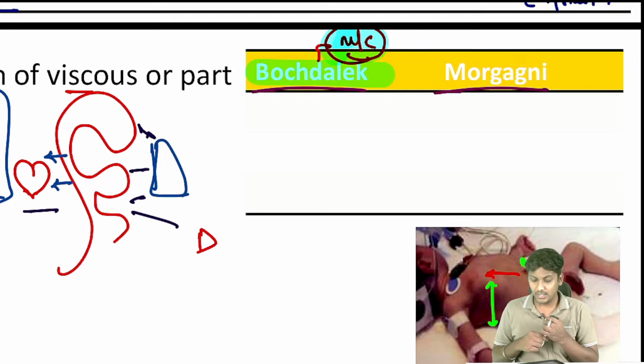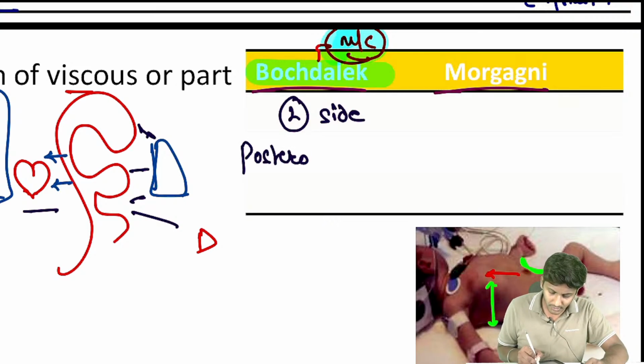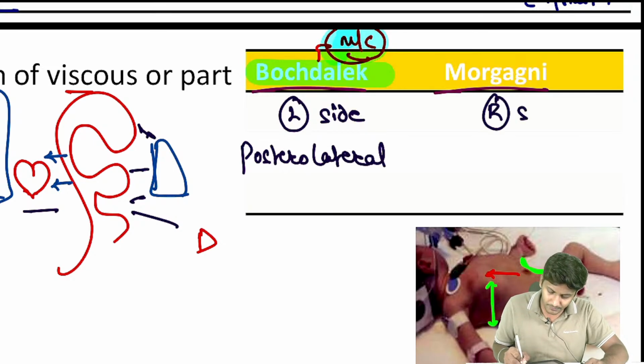It is present anteromedially. So important is Bosch-Dirac, as I've told you, it is more commonly seen on the left side and it is present in the posterolateral wall, whereas Morgagni is present on the right side and it is present on the anteromedial wall.